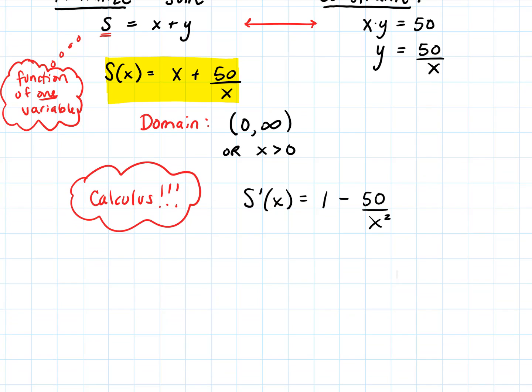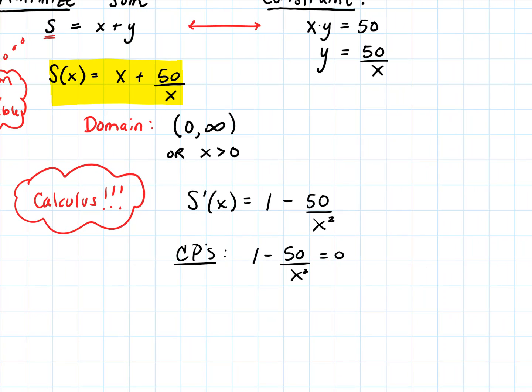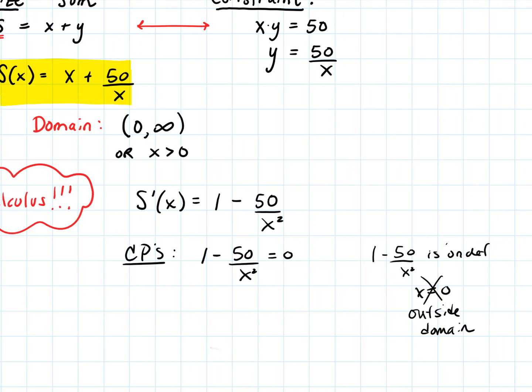Okay, so that's my derivative. Let's now find critical points. So when is 1 minus 50 over x squared equal to 0? We should also consider when 1 minus 50 over x squared is undefined, which of course is when x equals 0, but that's outside the domain, right? Outside the domain.